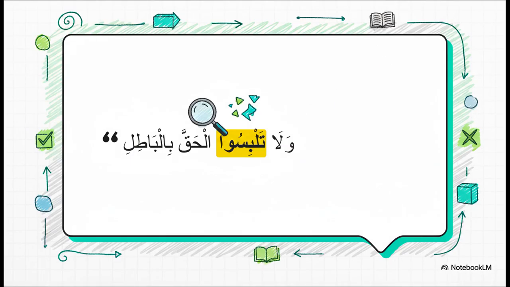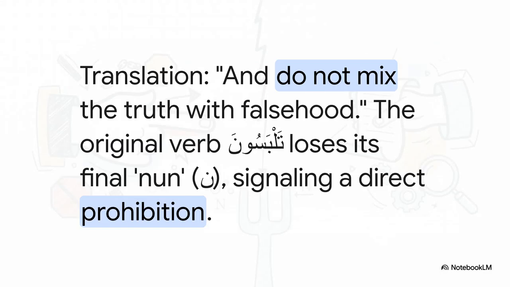Let's do just one more, because this one shows us that other key indicator we talked about. This is a command, but it's being given to a whole group of people, not just one person. So again, it's a command. Do not mix. This is clearly prohibitive.